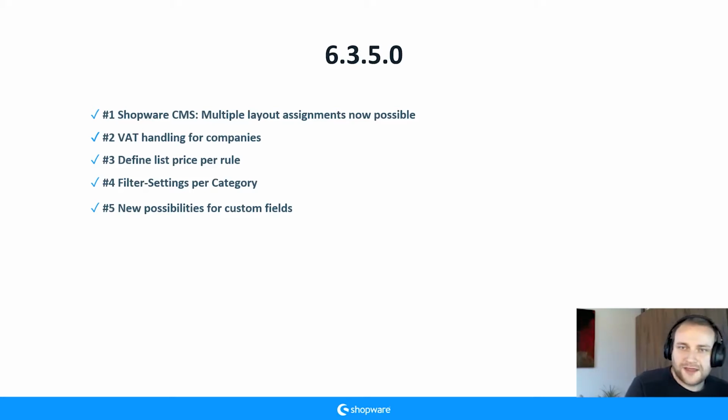About VAT handling for companies and defining list price per rule, my colleague Moritz will tell you a little bit more in a few minutes, I think. And in a moment, I will explain the topic filter settings per category to you a little bit more. In the November GPU, Moritz already presented the changes to the custom fields, so feel free to have a look if you want to see it again.